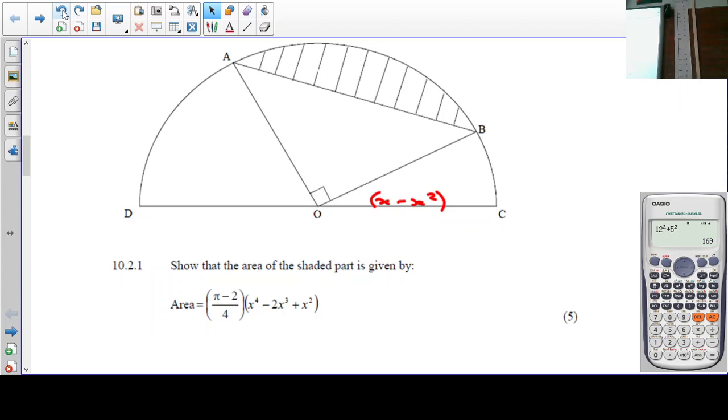Is that the semicircle? No, it's not. It's not the semicircle. That is not the semicircle. Wait, before we dismiss that, wait.